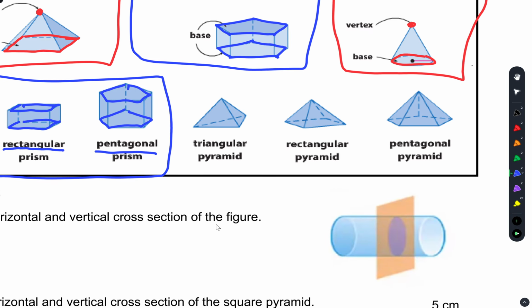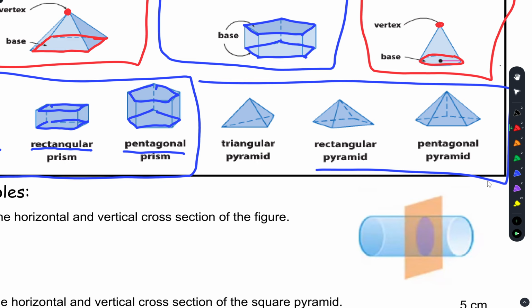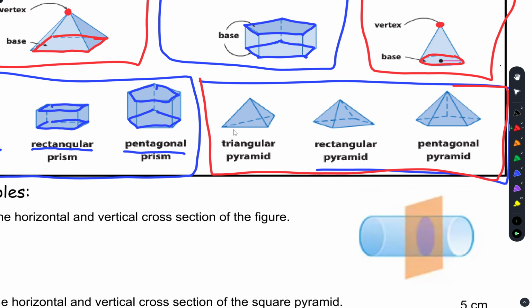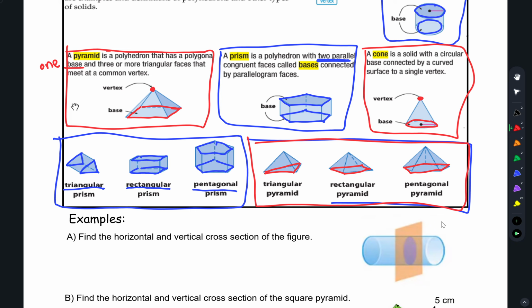Same thing here with the pyramids. We can also name them based on their base shape. Remember, pyramids only have one base each before they come to a point. So I have a triangular pyramid, a rectangular pyramid, and a pentagonal pyramid. Okay, that's our vocab. Are we good on the vocab? Lots of vocab. All right, let's talk about cross sections.